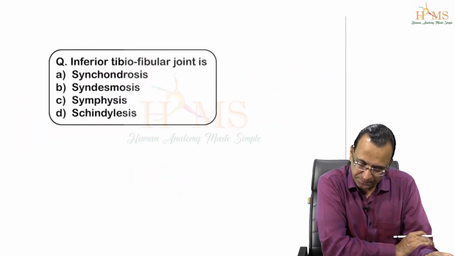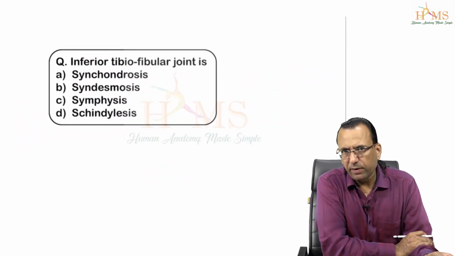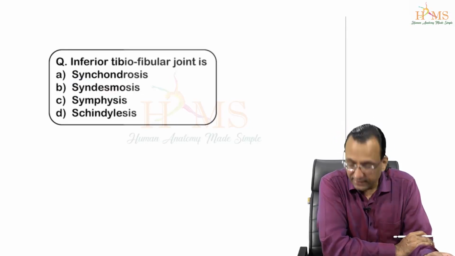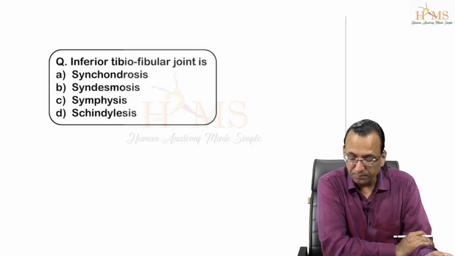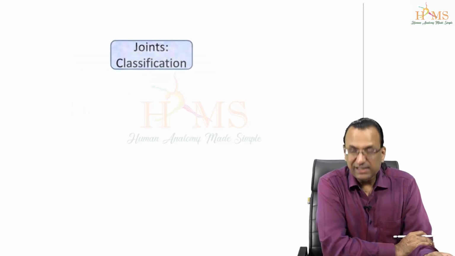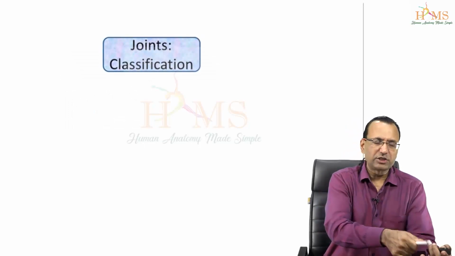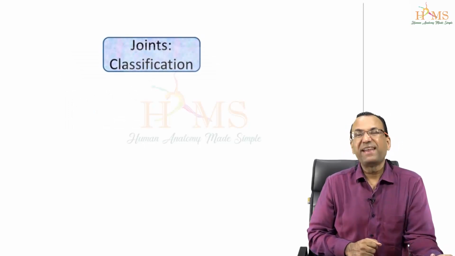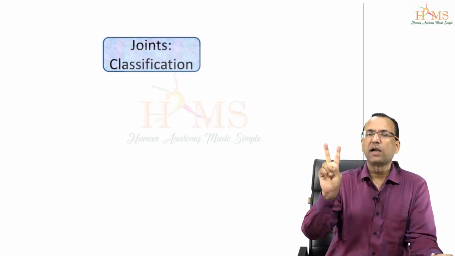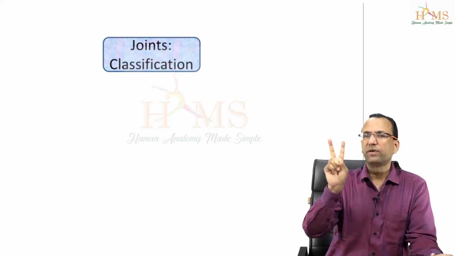What is the answer to the inferior tibiofibular? Yes. Slightly mobile joint? Yes. Fibrous joint? Yes. Syndesmosis? Yes, syndesmosis. That is the answer. Now, when we move further, you will be classifying the joints. Classification of joint is varied, and sometimes you will say fibrous joint and cartilaginous joint. Let us look at them first.